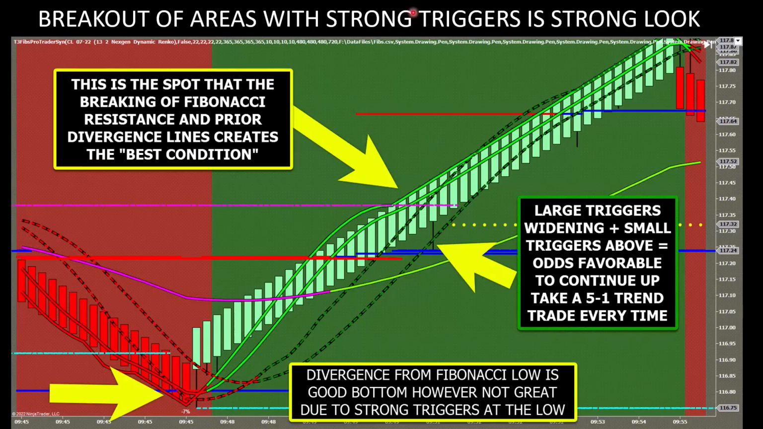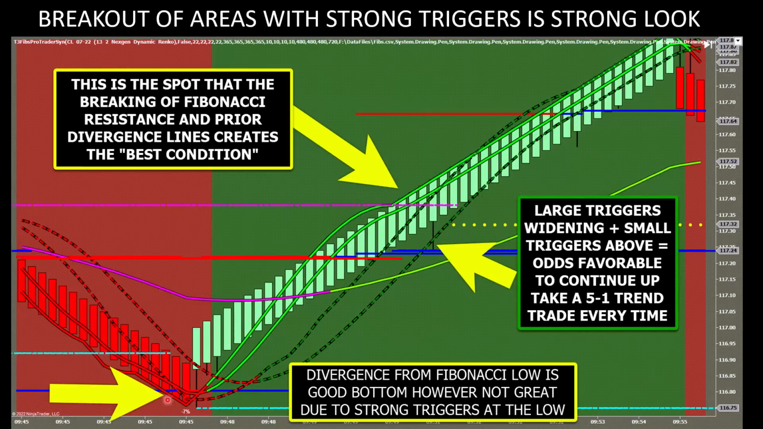We also are going to deal with breakouts, right? So when we talk about breakouts of areas with strong triggers, what we're talking about is this red Fibonacci area right here, maybe even prior divergence lines. And what we're doing when we get to these areas is we're going to look at, number one, where did we come from?